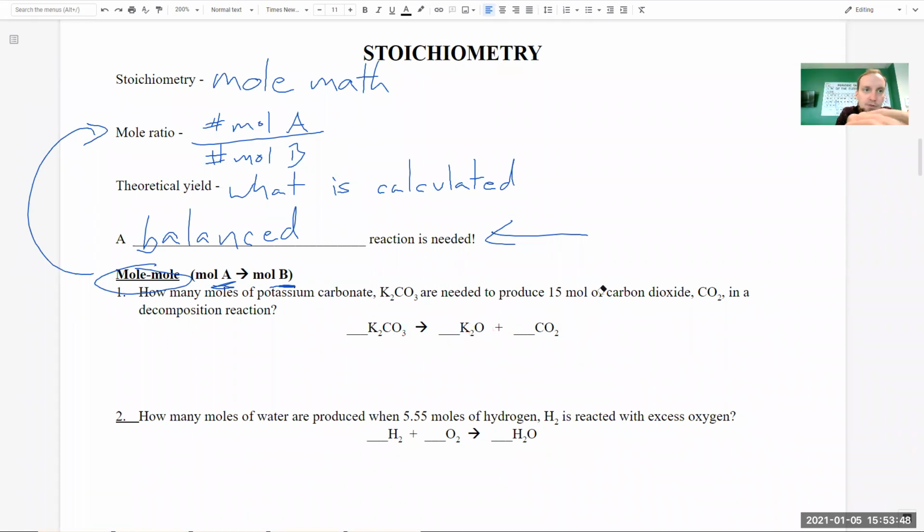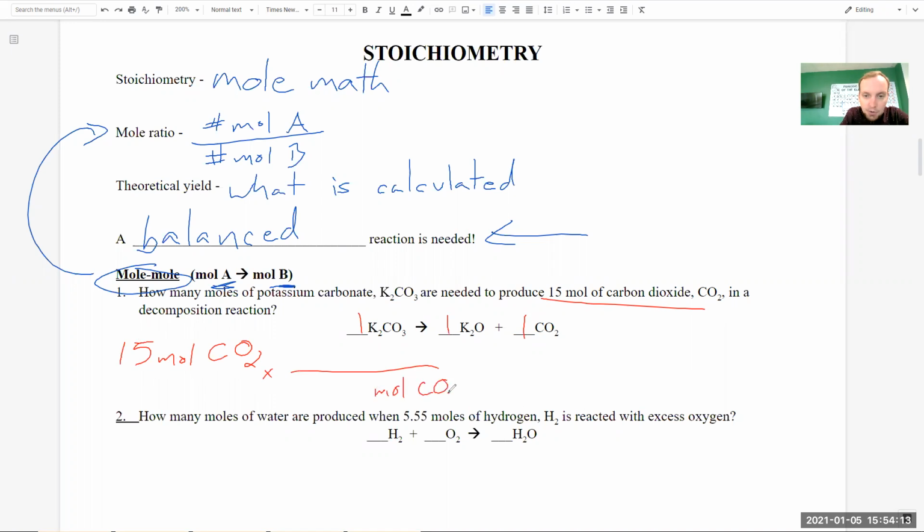All right, so now that we know that we're going to have a 1 to 1 to 1 ratio, or 1 mole across the board, we're going to start with, as always, the only thing they give us to start with, which is this. So we're going to start with 15 moles of CO2. Okay, then I'm going to do my ratio. So again, you already know from Unit 6 that I need to put moles of carbon dioxide there to cancel that out.